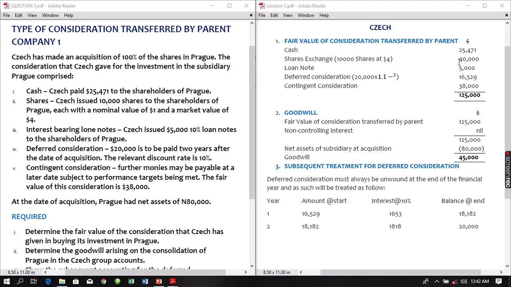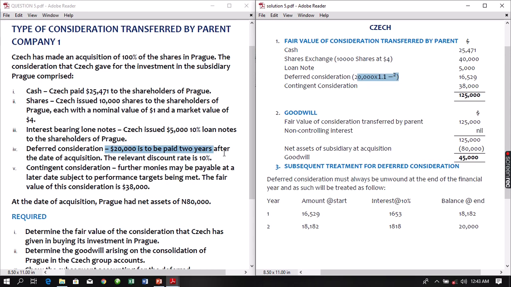Coming here, that is $5,000. Now the next one is deferred consideration. We said whenever we have deferred consideration, we have to discount it to its present value. Now it says that deferred consideration 20,000 is payable in 2 years time, so which means that I need to discount. So 20,000 times, what is the percentage? The percentage here is 10%.